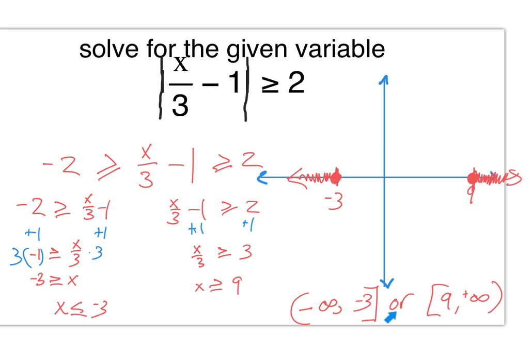And the reason why I say or is because I cannot be here and here at the same time. You cannot be less than negative 3 and greater than 9 at the same time.